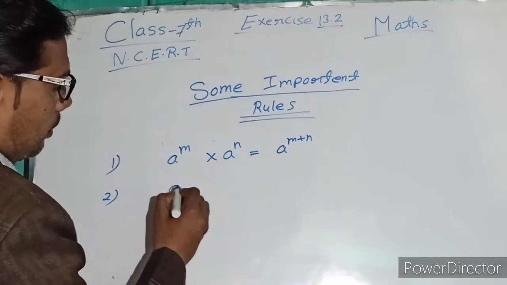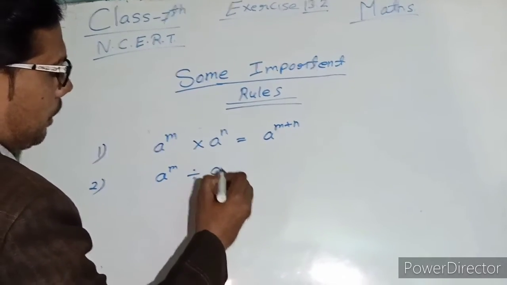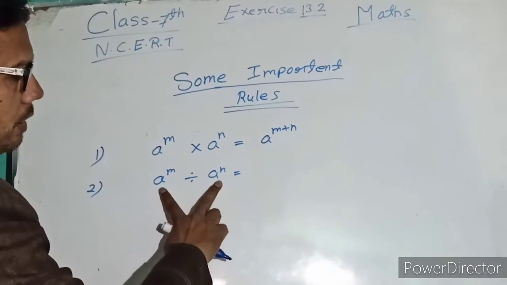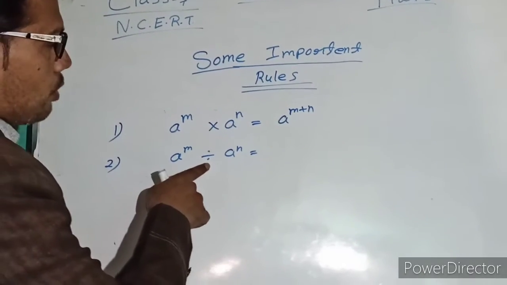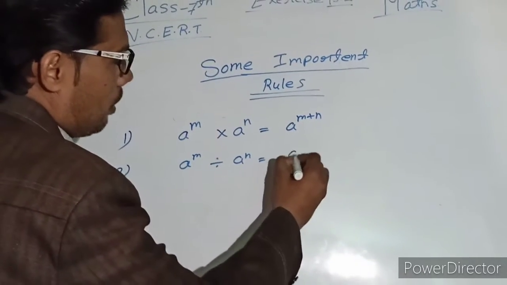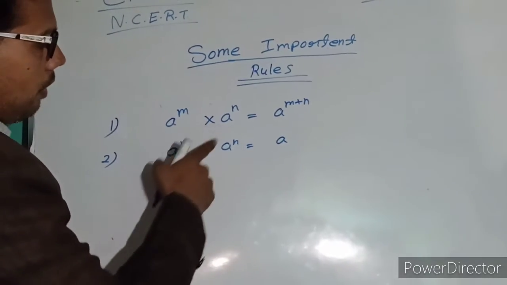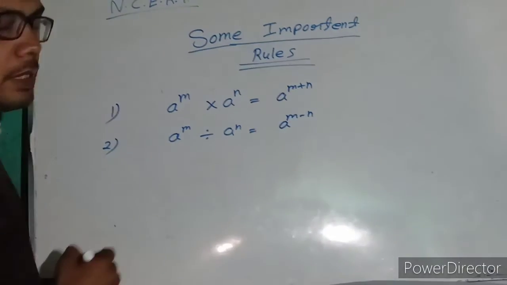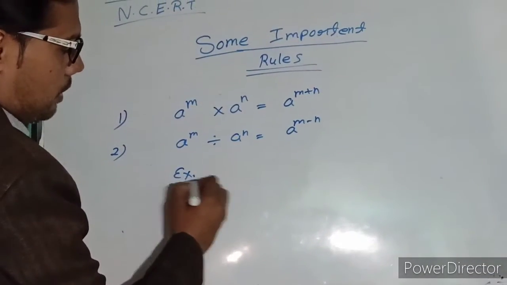Second rule: a raised to the power m divide a raised to the power n. When you have the same base and a divide sign in between, what you will do is write a one time and minus the powers.